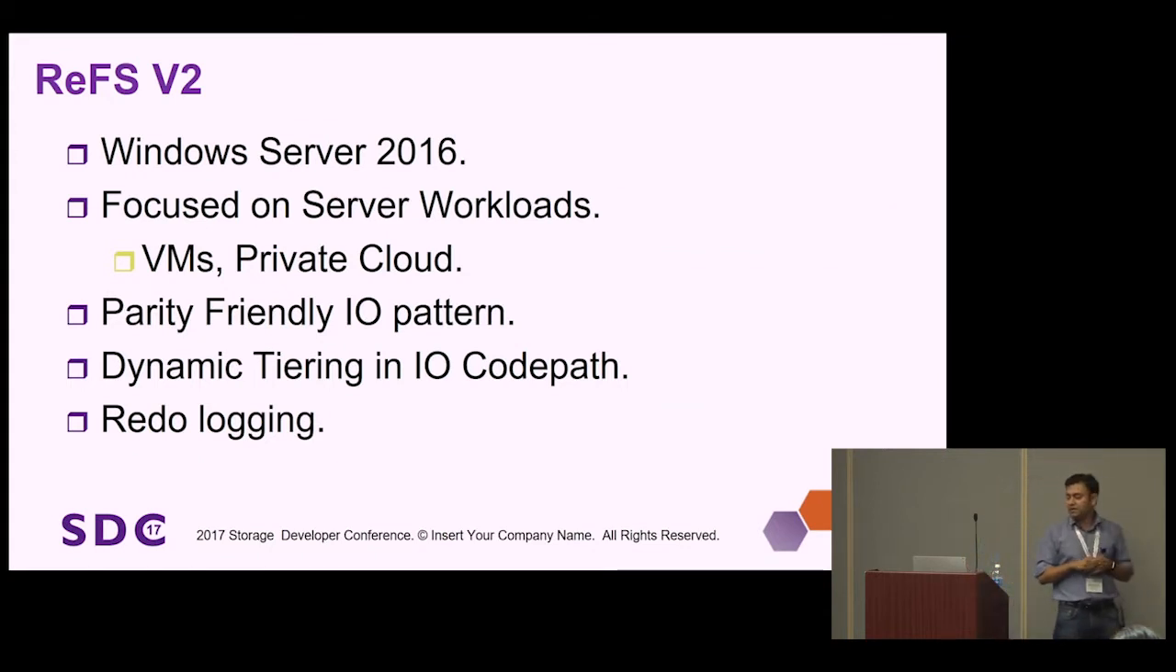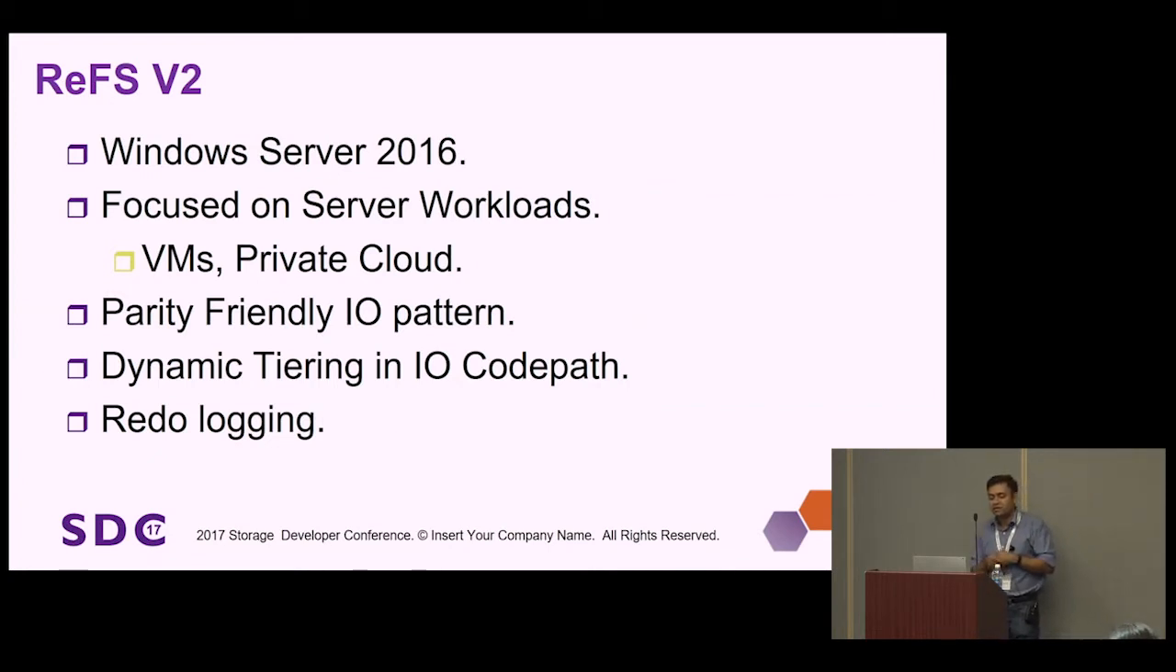The other thing we did is dynamic tiering in the IO code path. This is for tiered volumes, and it is very applicable for virtualized Hyper-V workloads. You have a large data set with very large files, which are VHDs. Only a small portion of those VHDs are actually getting accessed, read, or written at any point of time. Now, you can put all of those VHDs on SSDs, on fast media, and that's great, but then you are wasting storage. Most of the time, this fast storage is not getting accessed.